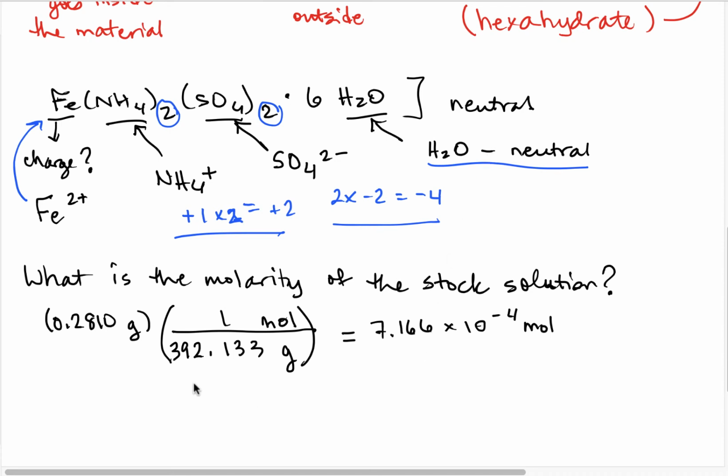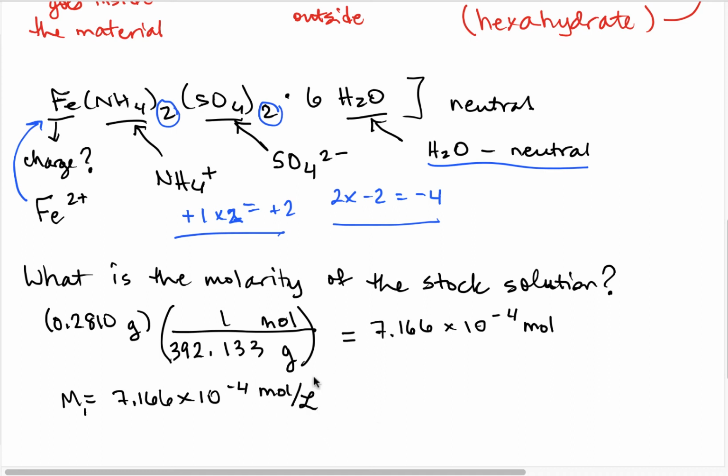So what's the molarity? It's moles per liter, right? And I have 1 liter. So I'm going to put molarity 1. That was my label on that stock solution. It's just going to be the same: 7.166 times 10 to the minus 4 mole per liter.